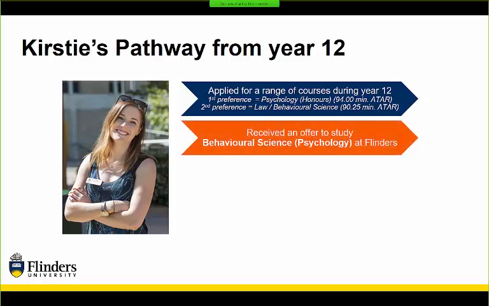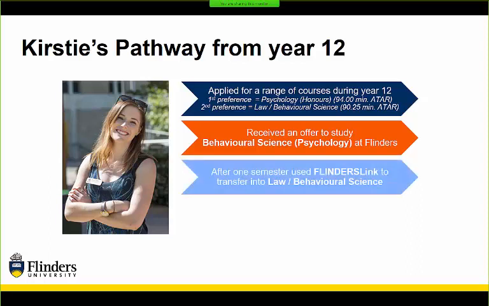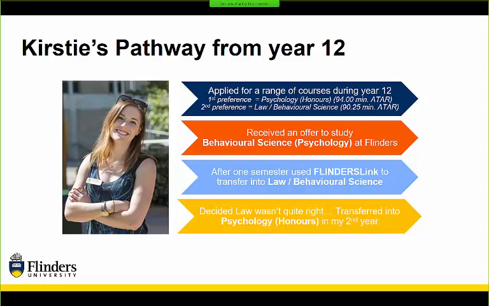She didn't quite get the ATAR to get straight into Psych Honours, so she started in Behavioural Science Psychology at Flinders, and she then decided to add in a Bachelor of Law and Behavioural Science. So she got one semester in and realised that she wanted to add in law, so she did that using Flinders Link. So she used her GPA to add in the Bachelor of Law with a Behavioural Science, but then decided law wasn't quite right, and so she was able to use her high GPA to apply to transfer into Psychology Honours in her second year of study.